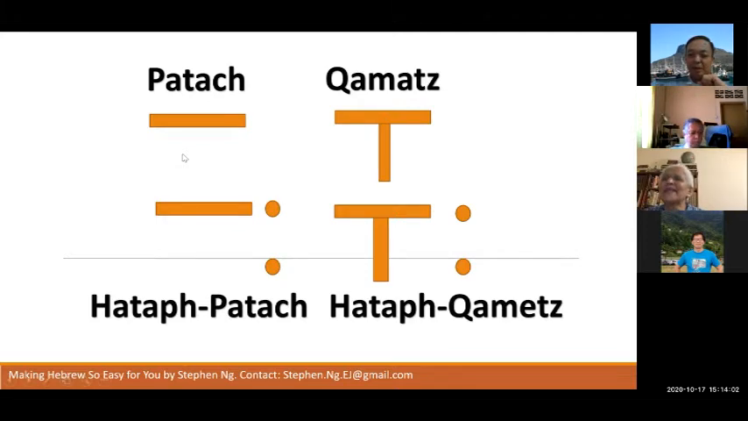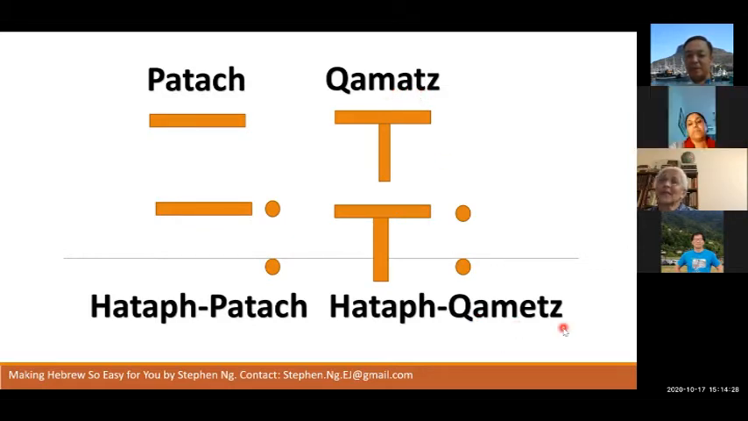Why is it spelled QAMETZ here below and kamats above? That's to confuse you. The reason is that in different textbooks you will see different spellings being used, and I want you to be familiar with them as well. Some will use kamats, some will use kamets. That is the reason why I use two different versions, so that you are exposed to the different spellings that different textbooks would use.